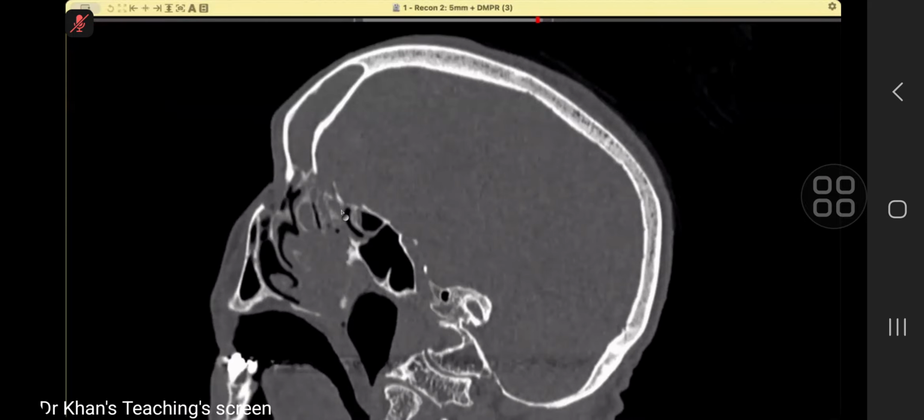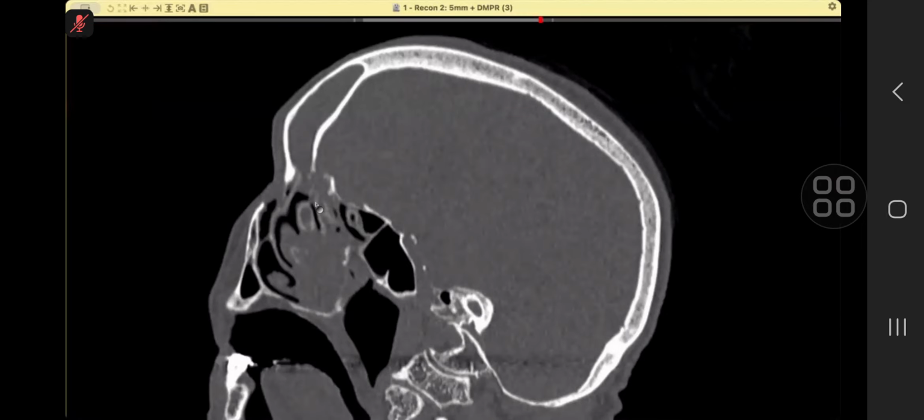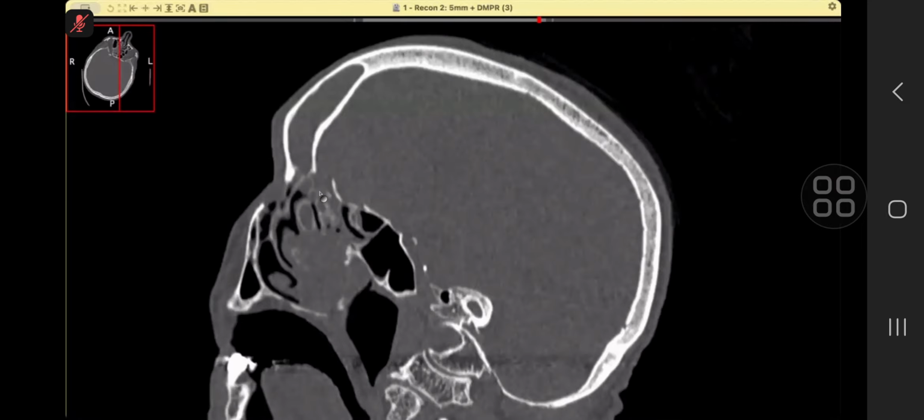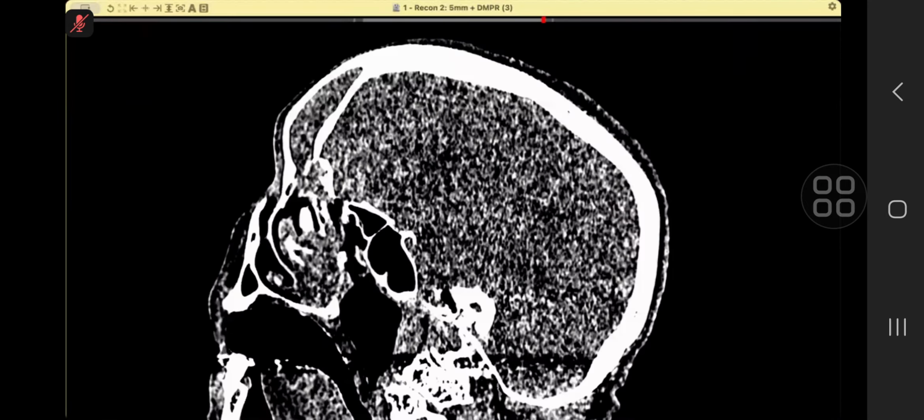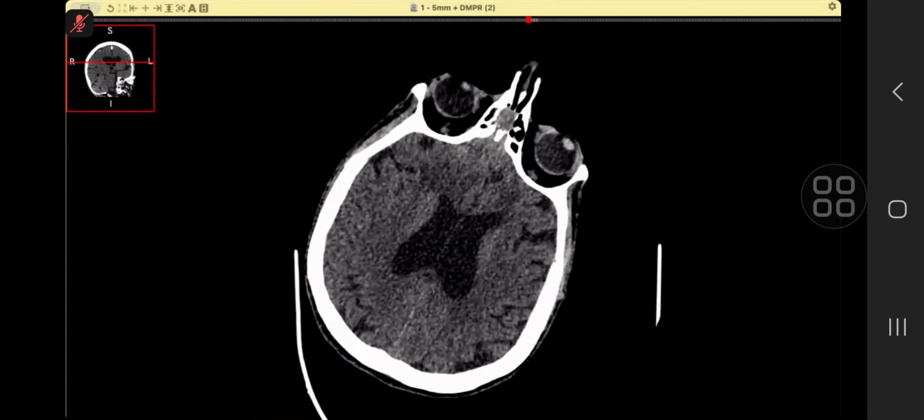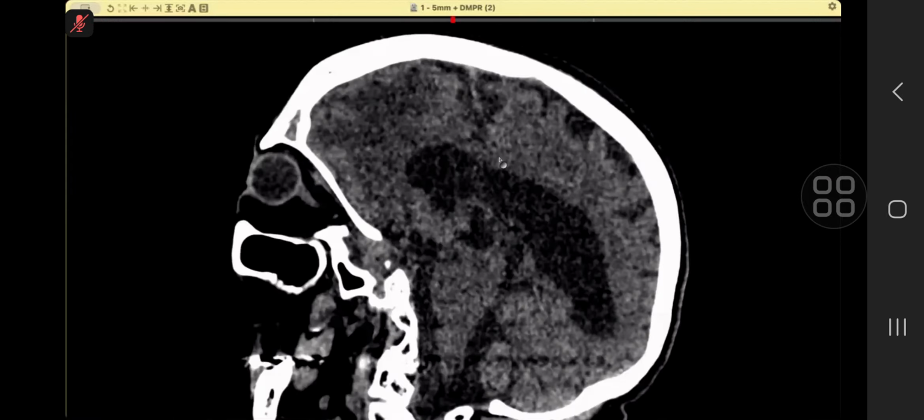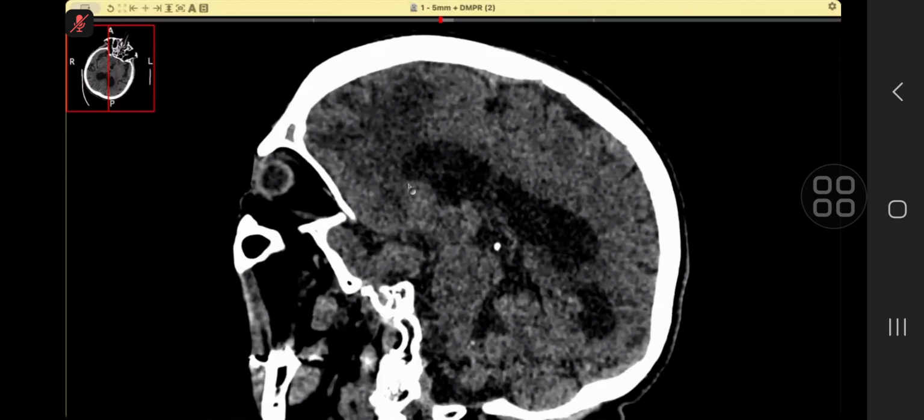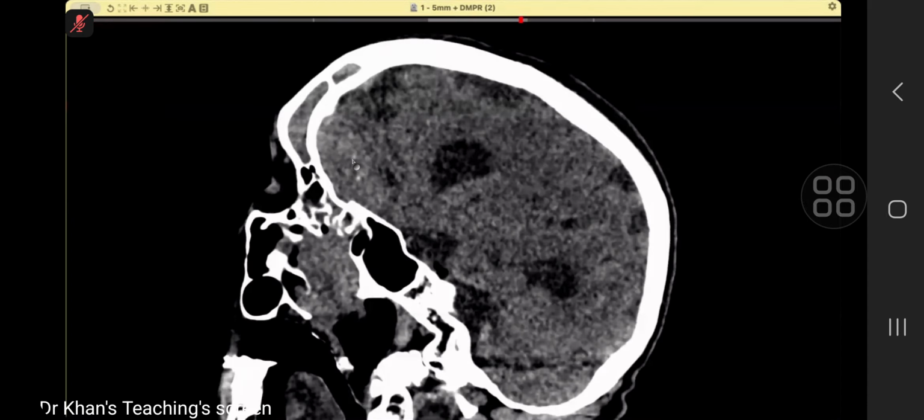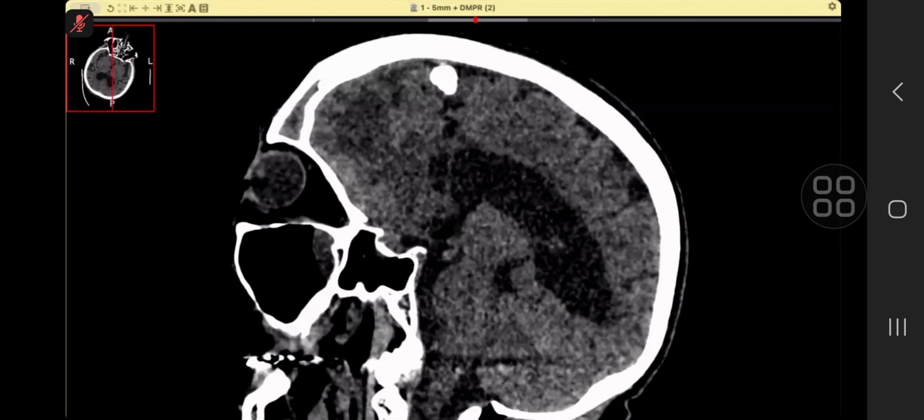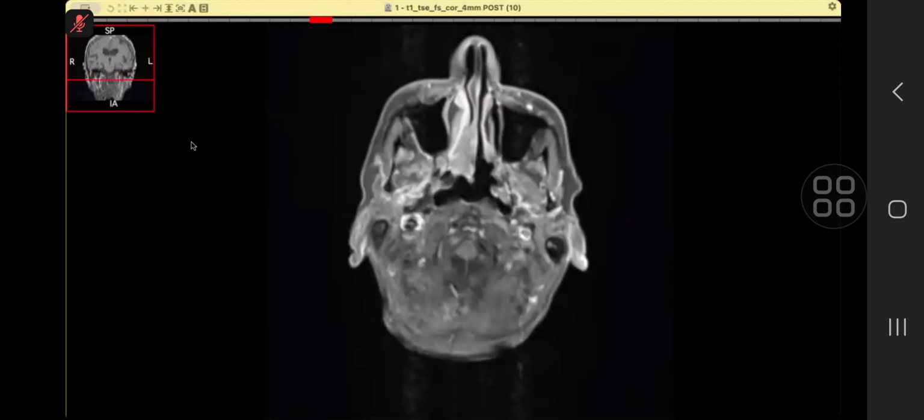If you see here, you can see this erosion. And you can imagine that the frontoethmoid recess will be here. And if I go to the brain window, you can see that something is sitting there, right? So in any case, on MR, there was very significant edema.